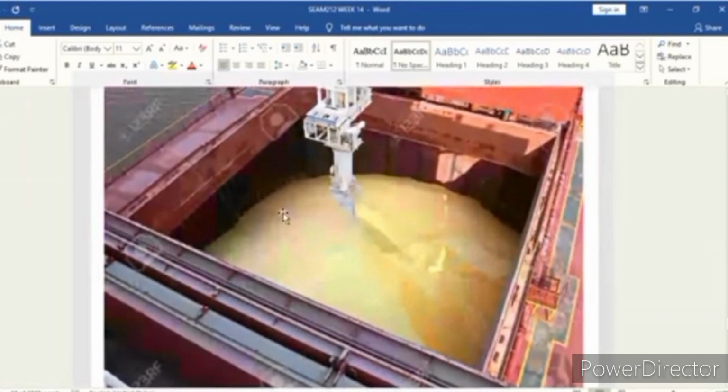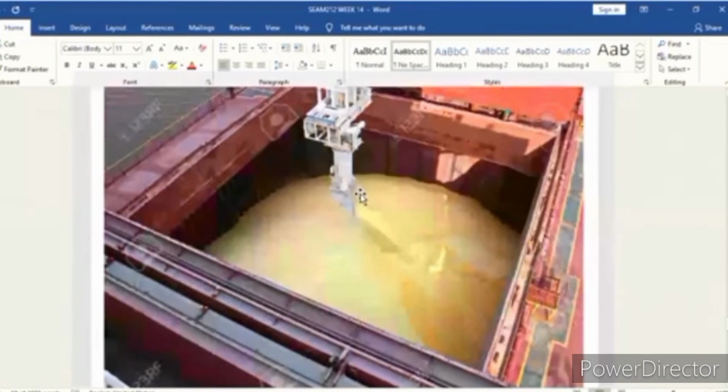The angle of repose means the maximum slope angle of non-cohesive, free-flowing granular materials. This is the angle of repose. So once the cargo shifts, it will become even.